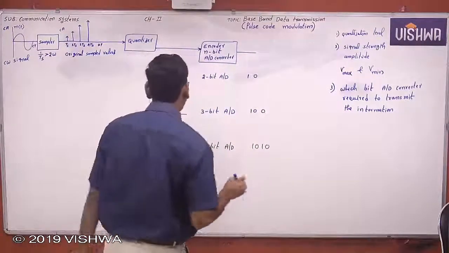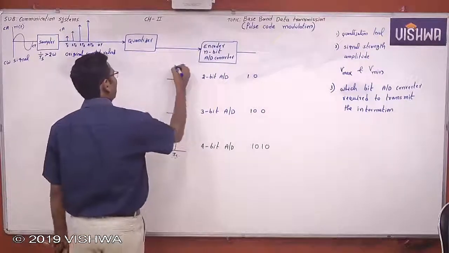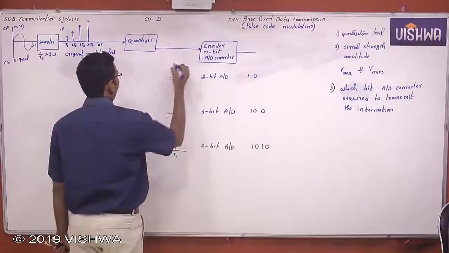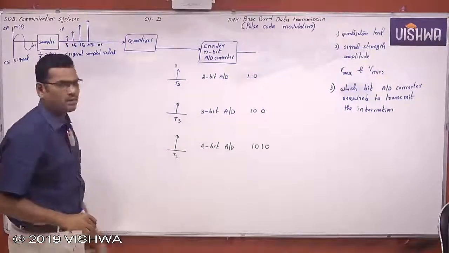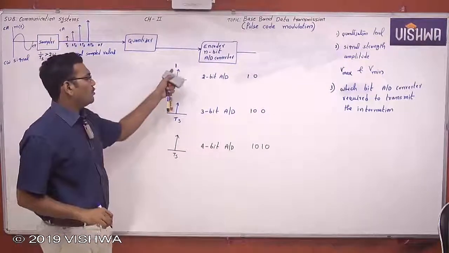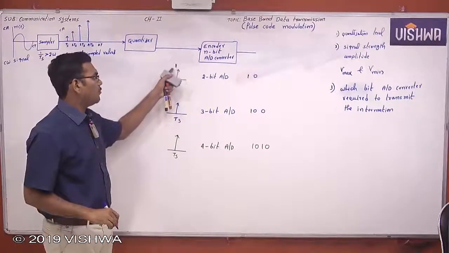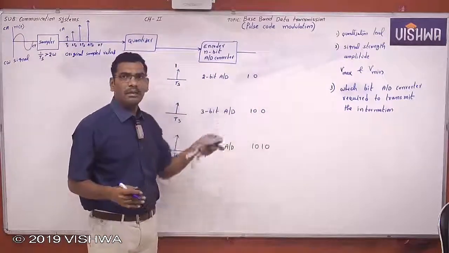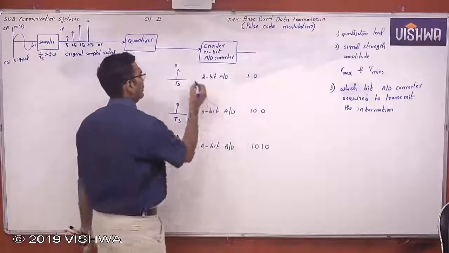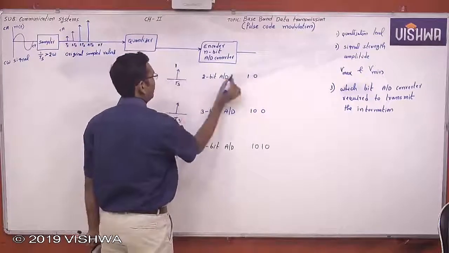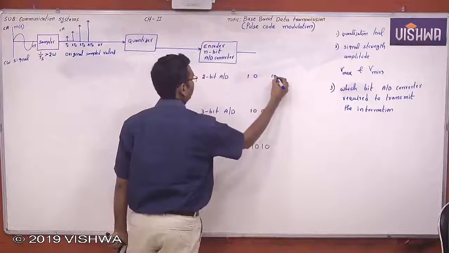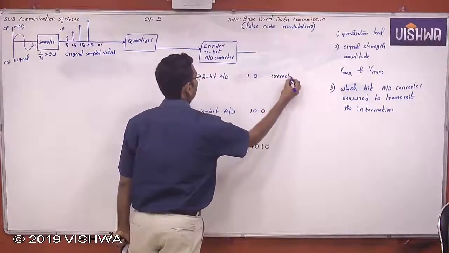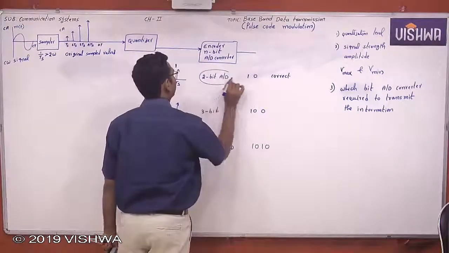Let us take for example, this sample strength is 1. So the signal strength of 1 volt can be accommodated in 2 bits. 100% correct. We can accommodate it in 2 bits, not a problem. It means 2 bits is sufficient. This is correct.